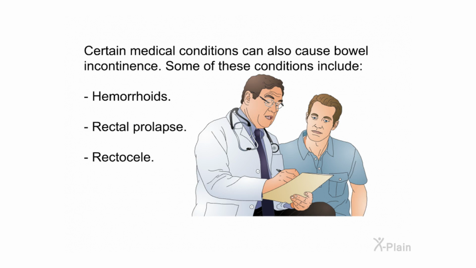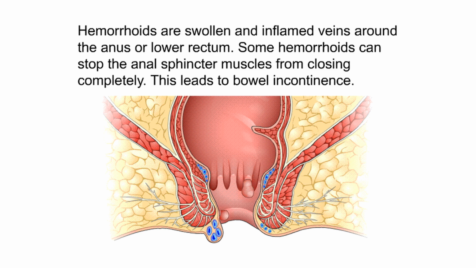Certain medical conditions can also cause bowel incontinence. Some of these conditions include hemorrhoids, rectal prolapse, rectocele. Hemorrhoids are swollen and inflamed veins around the anus or lower rectum. Some hemorrhoids can stop the anal sphincter muscles from closing completely. This leads to bowel incontinence.